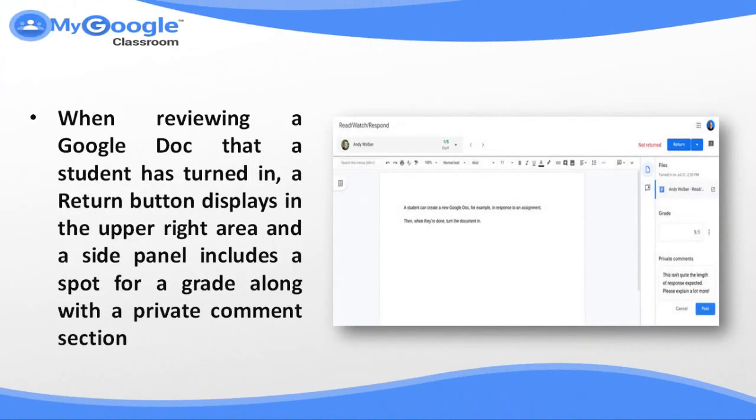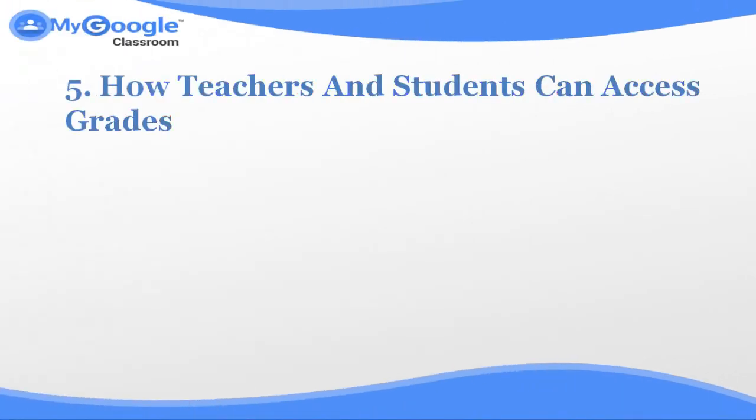When reviewing a Google Doc that a student has turned in, a return button displayed in the upper right area of the side panel includes a spot for a grade, along with a private comment section. Number 5. How teachers and students can access grades.